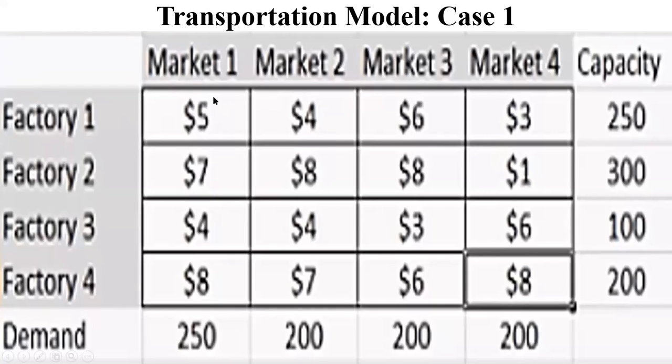If you look at this, which factory to which market, how much you have to send from factory 1. So how many X1 will come? 16. Okay, 16 X1 will come. So this first X1 is the number of units transported from factory 1 to market 1. X2 will be the number of units transported from factory 1 to market 2. Like this, how many decision variables?